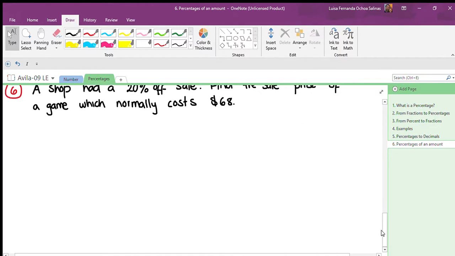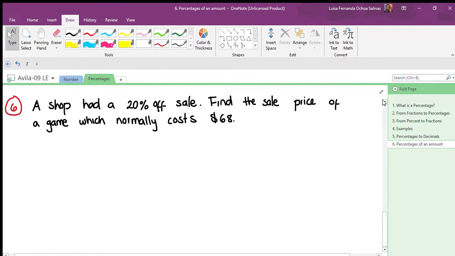Wonderful. We're going to get into the big application of this, that is discounts. And we're going to do some of the simple ones. We're going to work more on these ones later on, but I wanted to introduce it here in this unit. So it says, a shop had a 20% off sale. Find the sale price of a game which normally costs $68. Okay, so again, I'm going to go to the same. What is my whole? My whole is $68. Agree? That's my 100%. Agree? That's my whole cake.